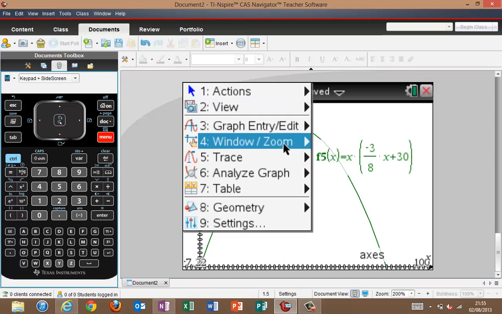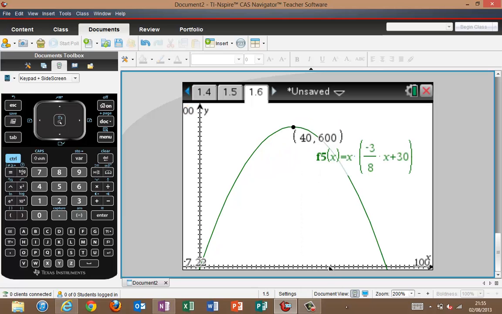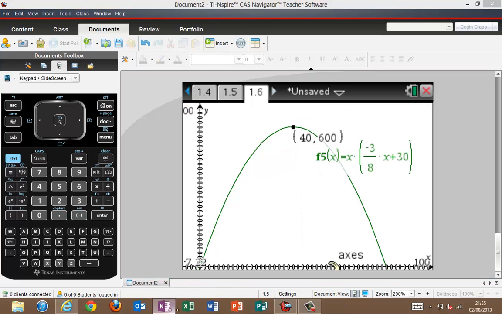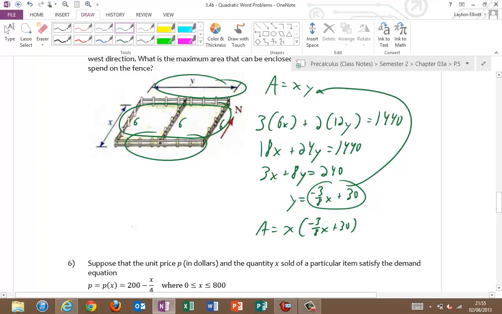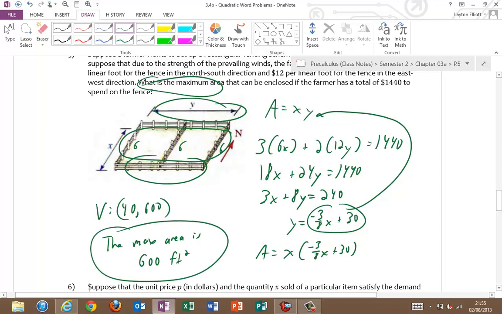And let's do a max. Menu, analyze graph, maximum, left bound, right bound. I have a maximum of 40, 600. So my vertex, I could say, was 40, 600. That means that when x is 40, my maximum area is 600. Question says, what is the max area? The max area is 600, and that would be feet squared.